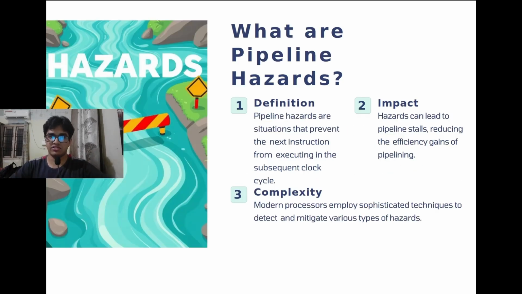What are pipeline hazards? As we saw before, pipeline hazards are situations that prevent the next instruction from executing in the clock cycle. Which begs the question, why are pipeline hazards a concern? Pipeline hazards occur when the next instruction can't execute in its designated stage because of conflicts or dependencies. Hazards cause pipeline stalls, reducing efficiency and slowing down the processing speed.